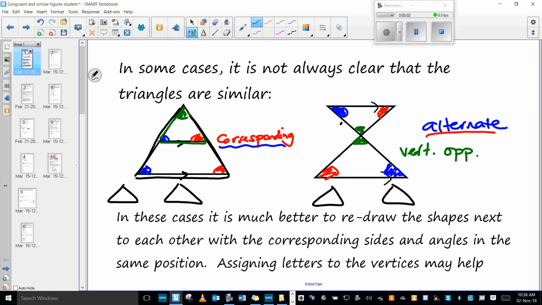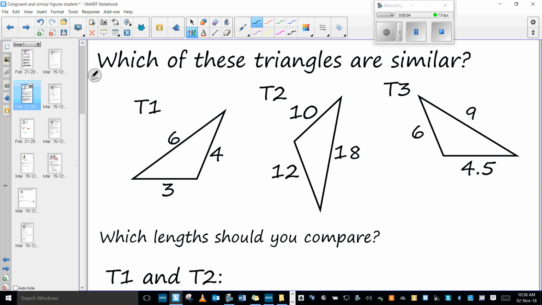Which of these triangles are similar? When you're doing this kind of thing, often it would be a process of elimination. So we've got a 3, a 6, and a 4. Anyone want to suggest what they would do? Emily, do you have any recollection? What would you do with this?